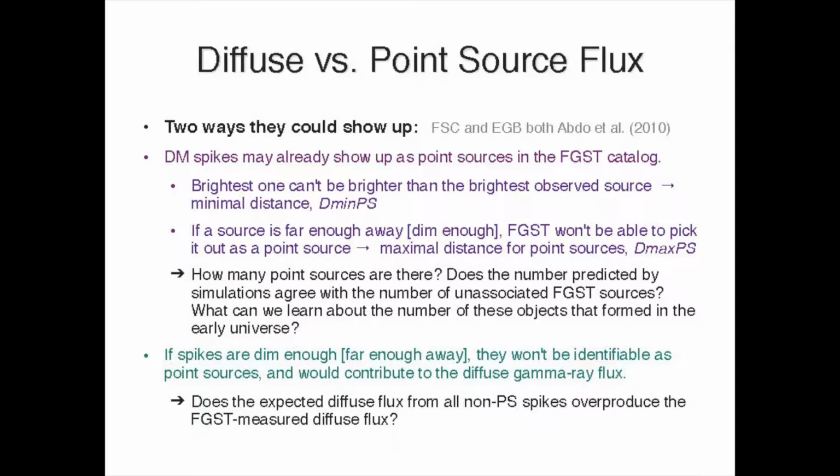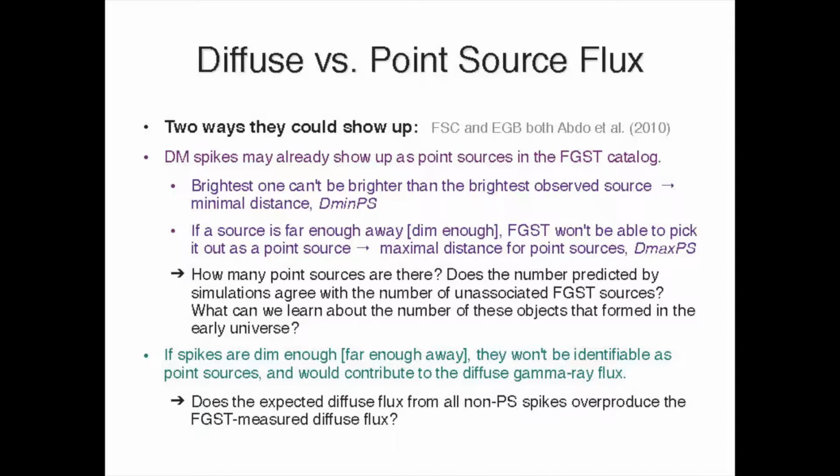If you think about them as point sources, they may actually already be some of those unassociated sources in the FGST catalog. So the considerations here are, if they're very bright, the brightest one obviously should not be brighter than the brightest observed source in the Fermi catalog. That's a pretty hard limit. And so that allows us to define a minimal point source distance.